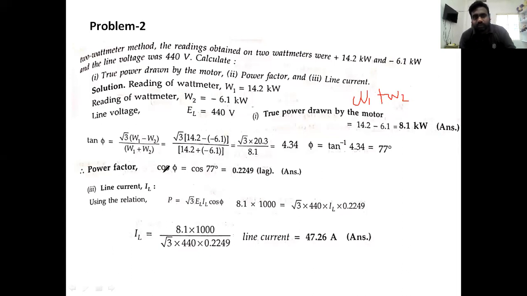Next we know how to calculate the power factor. This is a constant expression which we use throughout. Next we know cos phi. We know the general power expression, and to calculate line current in electrical circuit analysis we also use this expression: P is equal to root 3 into VL IL cos phi. So this is about the second problem. If anyone has any problems or queries, let me know in the chat box. We will discuss that. So I'm going to the third problem.